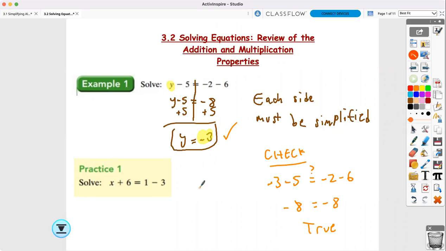Now I'm gonna give you guys about 1 minute to solve the practice 1 problem. And when you write your solution, make sure you have x equals a number, write it down that way.